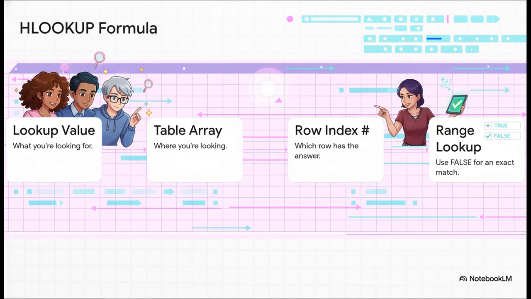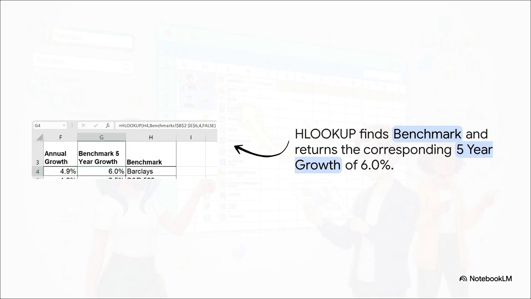You still have the what and the where. The only real difference is part 3. Instead of a column index number, you now have a row index number. You're just telling it how many rows to go down instead of how many columns to go across. Easy, right? Let's take a look at this example right here.